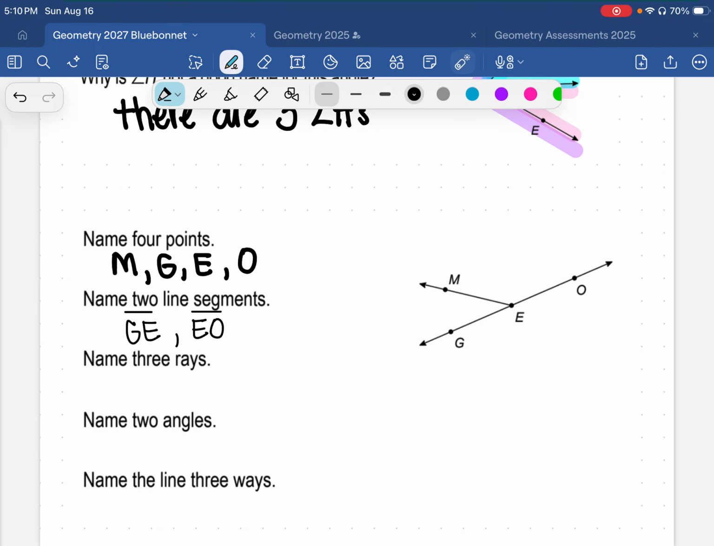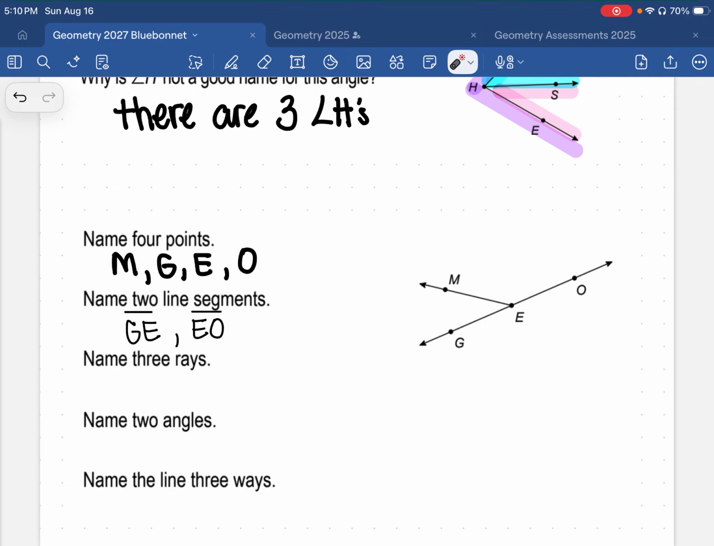All right, name three rays. To name three rays, I need an endpoint and I need an arrow. So the only endpoint that makes sense in my mind is point E. I'm going to head point E to this arrow, so EO. I'm going to head point E to this arrow, EM. And I'm going to head point E to this arrow, point G.